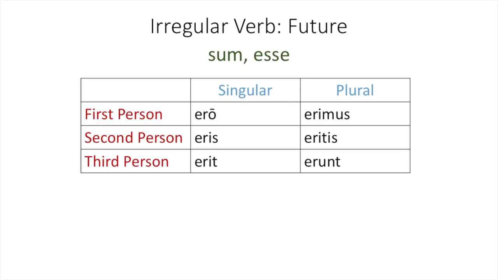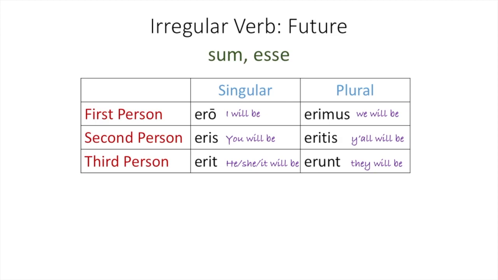Okay, so the future tense, or what will happen after the present. These forms for sum, esse are ero, eris, erit, erimus, eritis, erunt. And you can translate these as I will be, you will be, he, she, or it will be, we will be, y'all will be, and they will be. And if you remember that sum, esse is to be as well as to exist, this will help you to remember that erit can be there will be, and erunt can also be there will be.